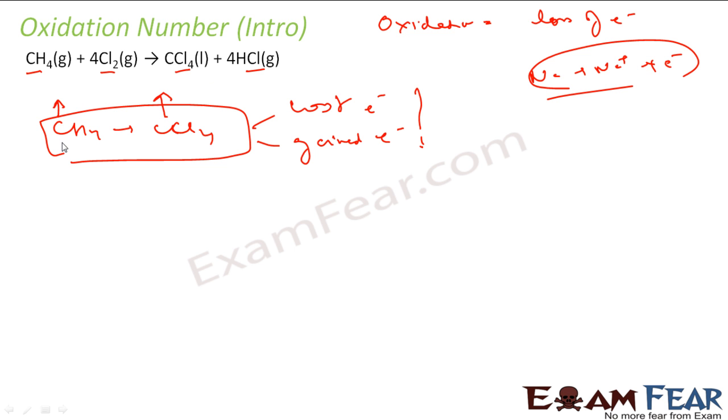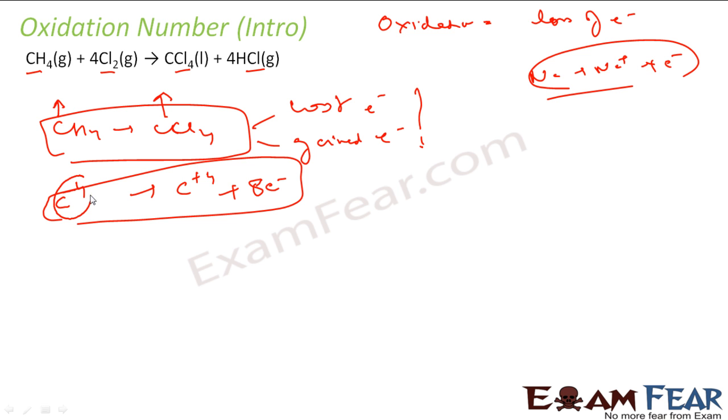If you find, you'll see that hydrogen is generally +1, so this is maybe C with -4 charge. This becomes C, chlorine is -1, so this becomes +4 charge. And there is a loss of 8 electrons. But for this you found this imaginary charge on the carbons, and that imaginary charge is oxidation number.